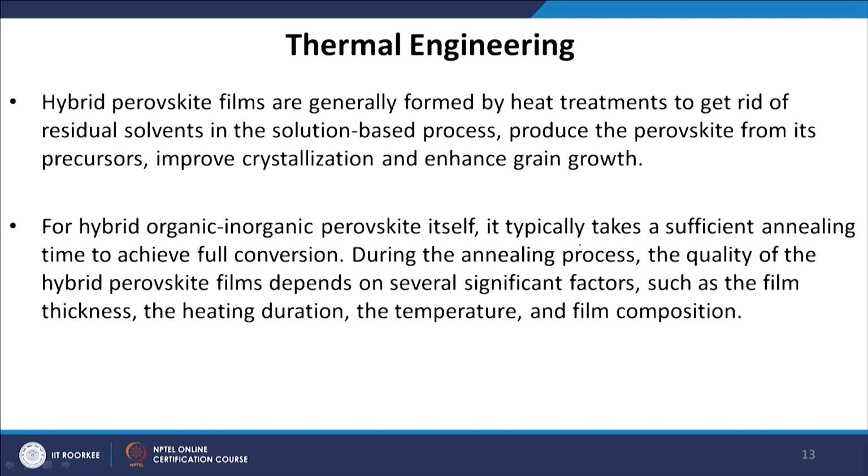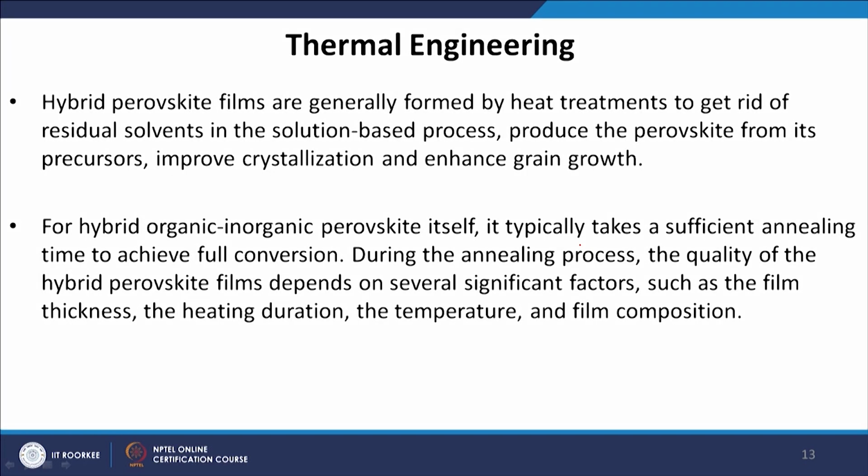Hybrid perovskite films are generally formed by heat treatments to get rid of residual solvents in the solution based process, to convert the precursor into perovskite films, improve crystallization and enhance the grain growth. For hybrid inorganic organic perovskite, it typically takes a sufficient annealing time to achieve full conversion. During the annealing process, the quality of the hybrid perovskite film depends on several significant factors such as the film thickness, the heating duration, the temperature and the film composition.